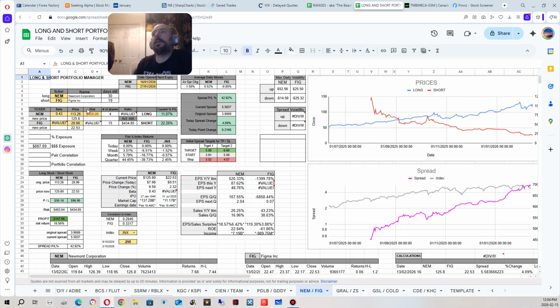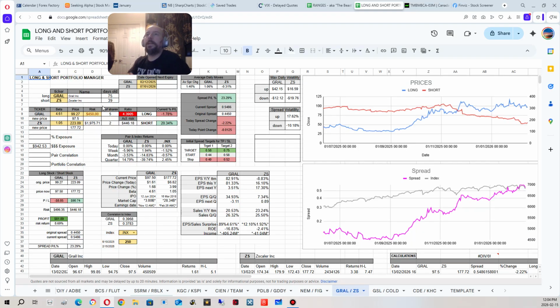Newmont is another gold miner versus Figma, 11 up, 22 down. Spread is increasing nicely. Beautiful trade again. How old are these? These are 30 days and 19 days. Leave them open. Grail versus Zscaler. After just over 2 months, Grail is down almost 2%. Something you close? Definitely not. Zscaler is up 20%. So overall, this trade so far is returning 9% at $81.